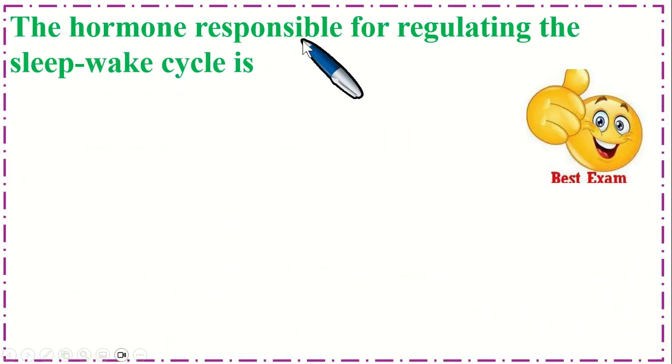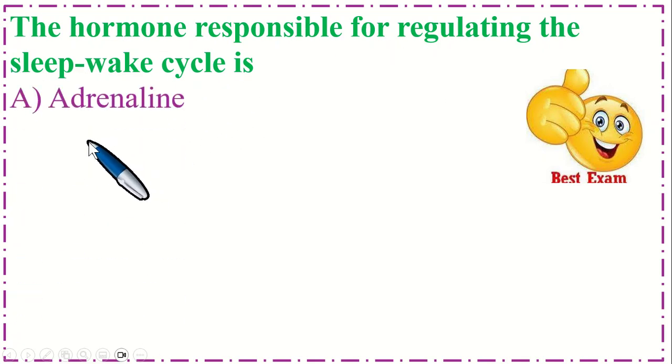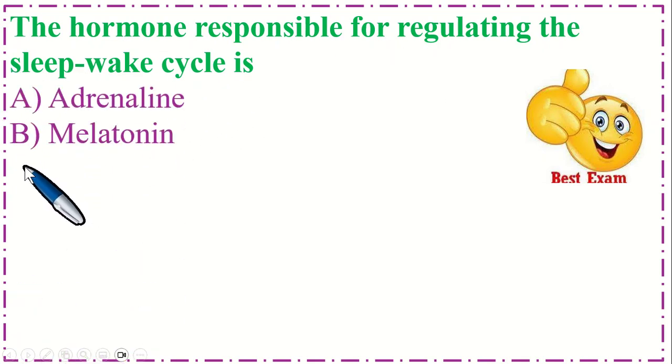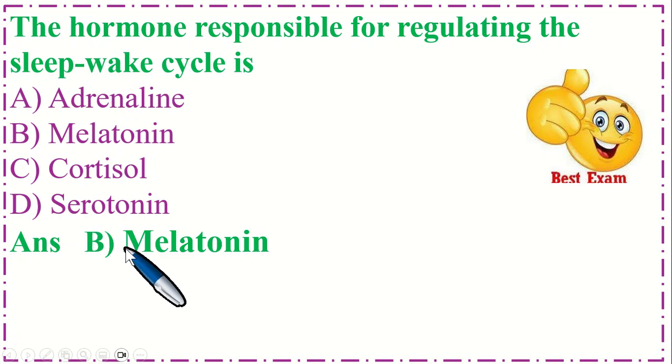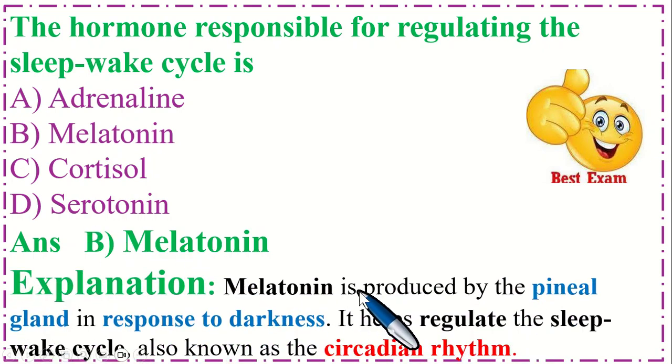The hormone responsible for regulating the sleep-wake cycle is option A. Adrenaline. B. Melatonin. C. Cortisol. And option D. Serotonin. So the correct option is B. Melatonin. Melatonin is produced by the pineal gland in response to darkness. It helps regulate the sleep-wake cycle, also known as the circadian rhythm.